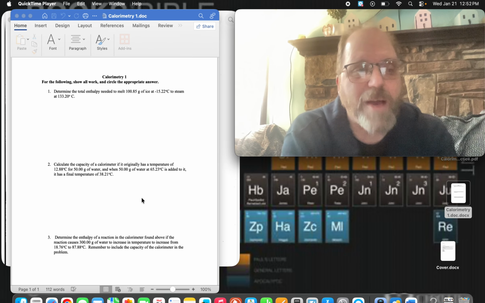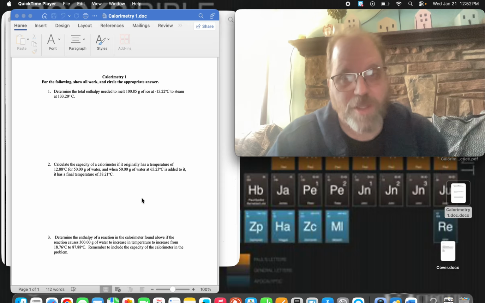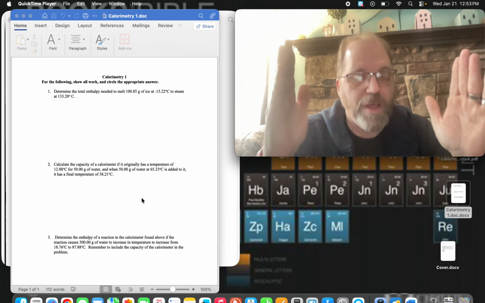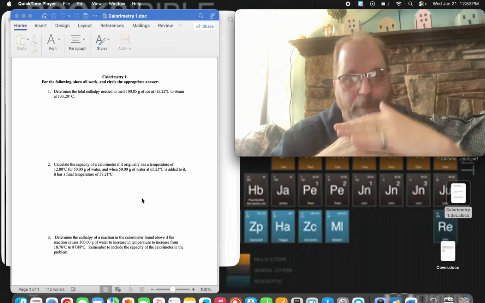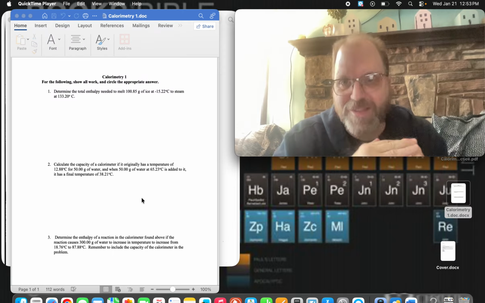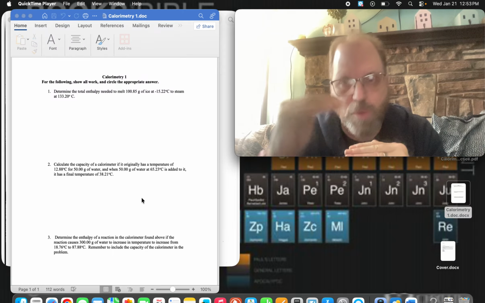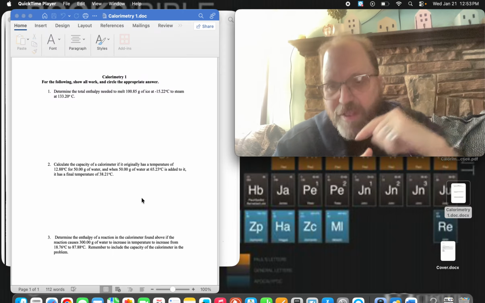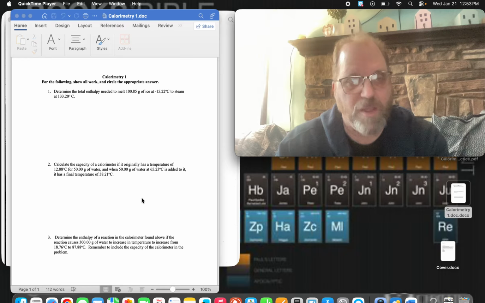Number 2, calculate the capacity. So we're going to find the capacity: Q of hot minus Q of cold, the absolute value, divided by temperature change to find the capacity, the amount of energy that goes into the calorimeter. And then using that value for the third one, find the Q of the reaction.